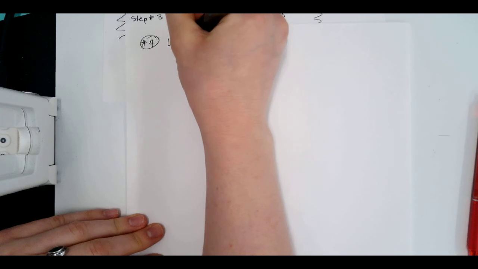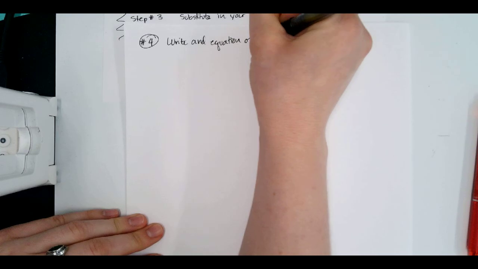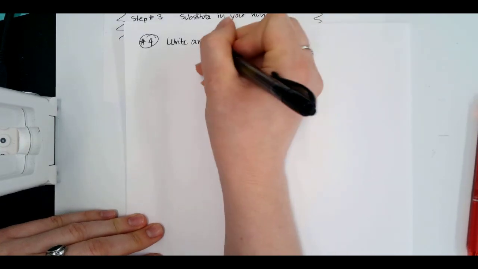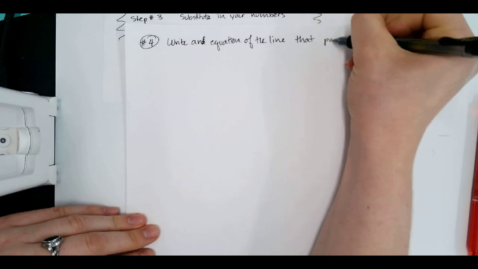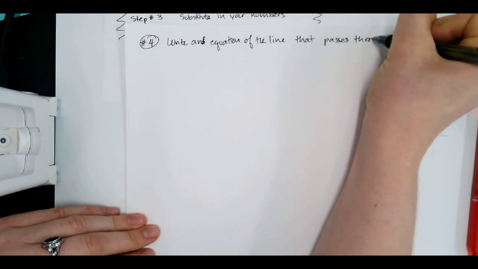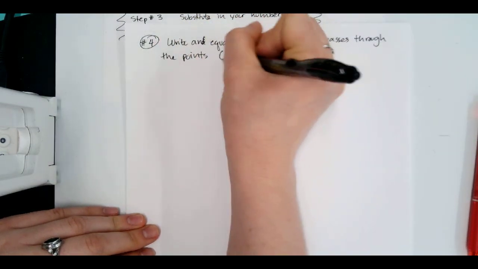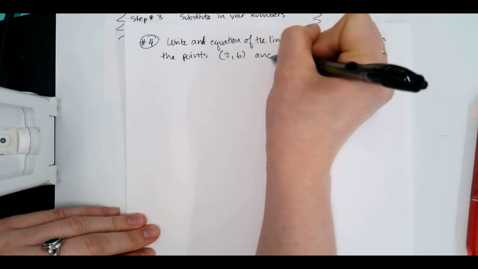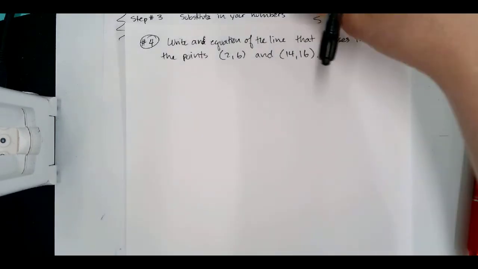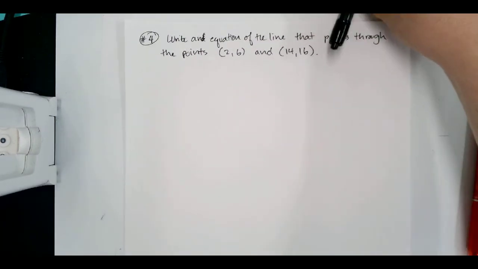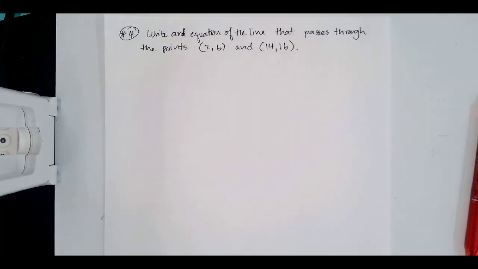Write an equation of a line. Oh, that's supposed to be "of," not "and." Write an equation of the line that passes through the points 2, 6 and 14, 16. All right, so here's our problem. Write an equation of the line that passes through these two given points.